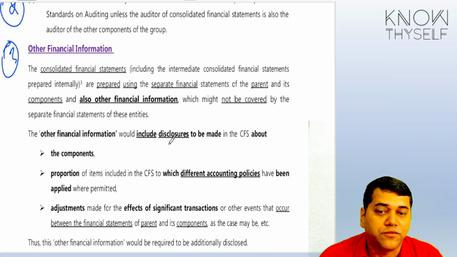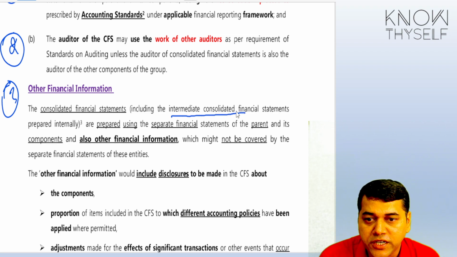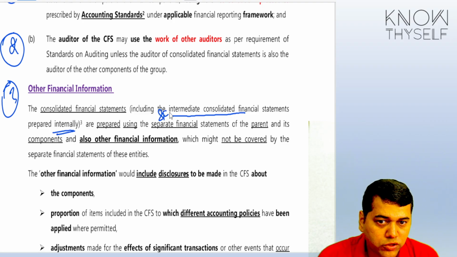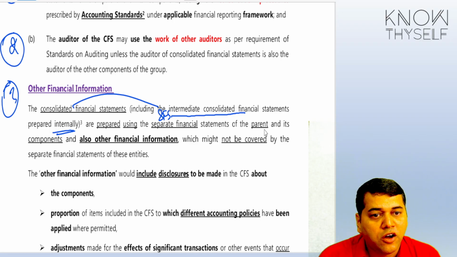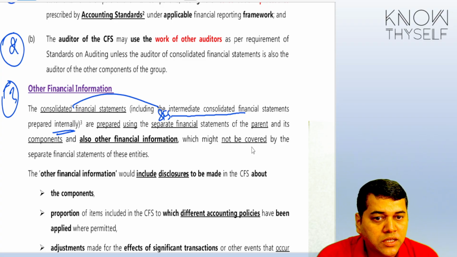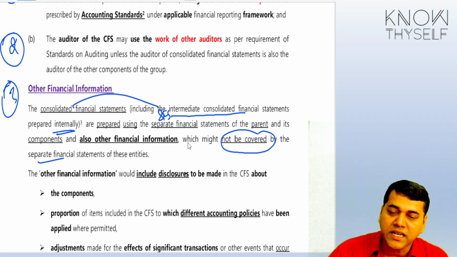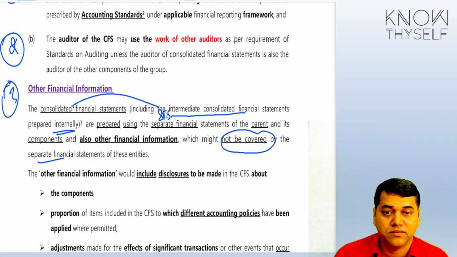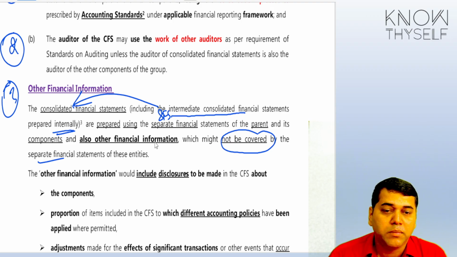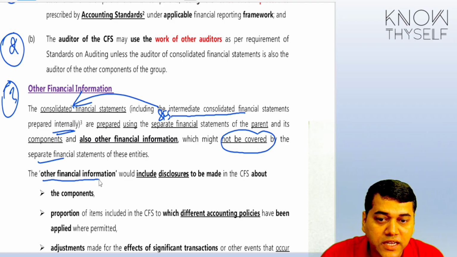Okay, what is this other financial information? Now, the consolidated financial statements, including the intermediate consolidated statements which are prepared internally, are prepared using the SFS. You know that the CFS is prepared from the SFS of the parent and its components, and also other financial information which may not be covered in the separate financial statements. That means something can come not from the SFS. Generally, the CFS is prepared from the SFS, but something can come into the CFS which is not sitting in the SFS. They are called other financial information.